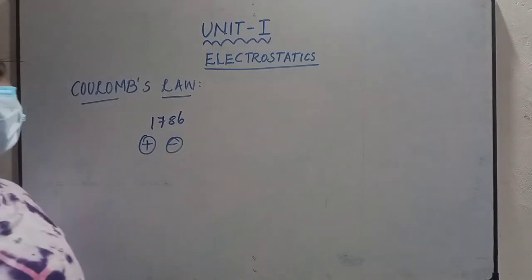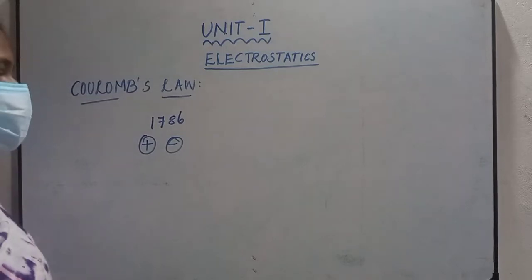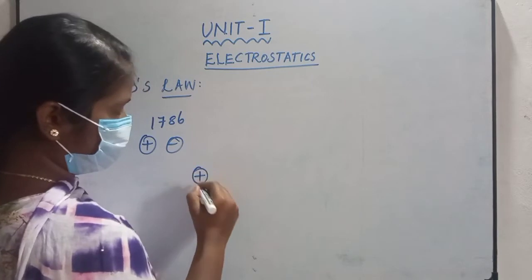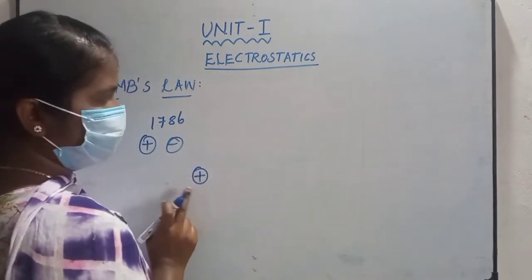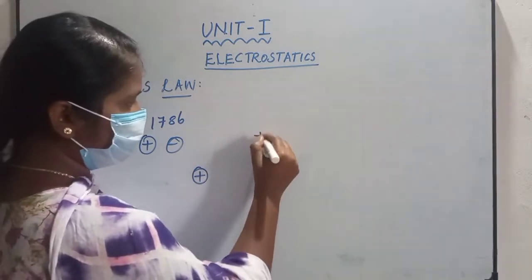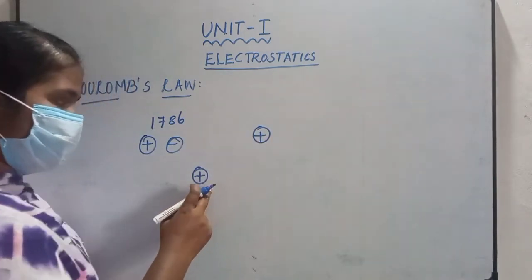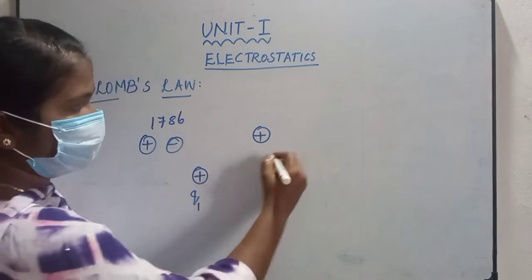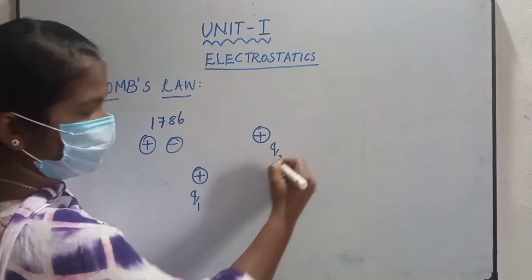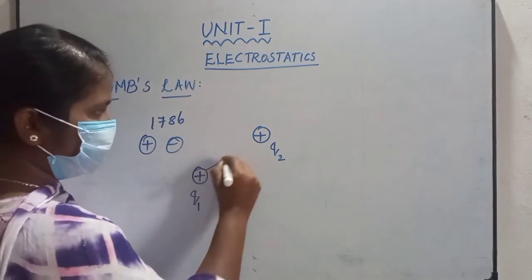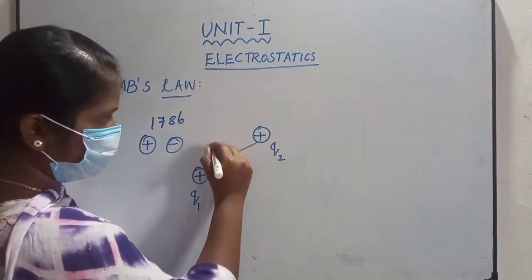What he deduced in his law is this: he considered a positively charged stationary charge, and also another positively charged one. He named the first charge Q1 and the second charge Q2. The distance between these charges is r.